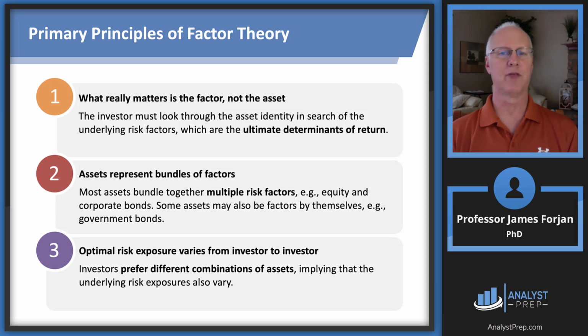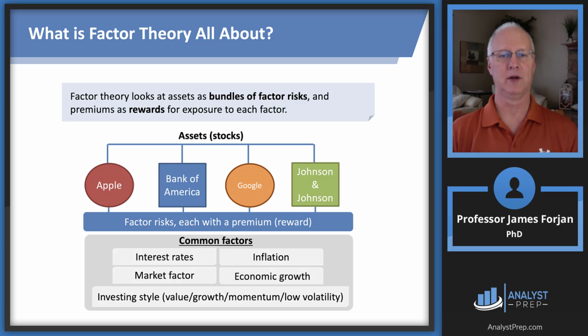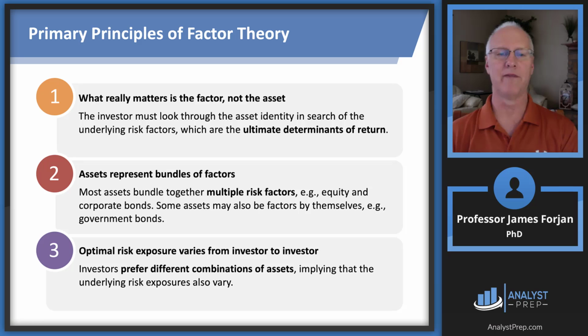So the investor must look through the asset identity in search of the underlying risk factors because, let's face it, suppose that you believe that these four stocks are very sensitive to changes in interest rates. And let's suppose that you believe that interest rates are going to spike in the relatively near future. Well, what this factor theory will enable us to do is to determine which of those four, let's just pick one, is going to fall by the least amount when those interest rates do in fact rise. So the focus is on the factor and not so much on Apple, which, and look in bold there, ultimate determinants of return.